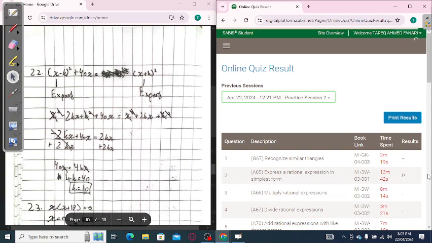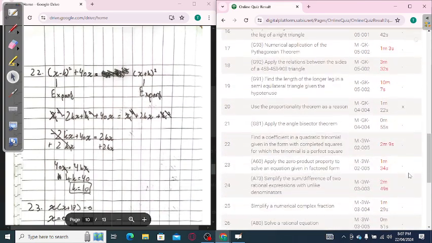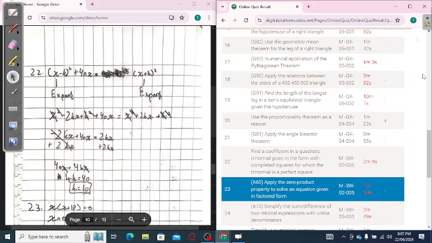Okay, so now we're on question 23, which is this one.